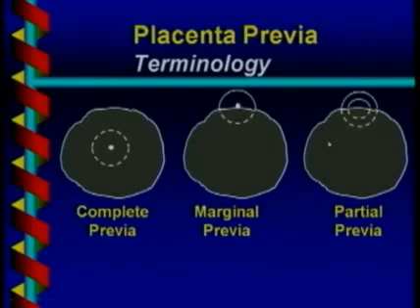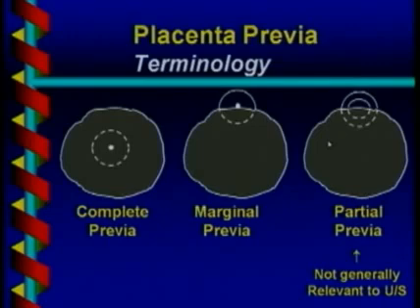This partial previa is something that is not generally relevant to ultrasound. Rarely it is, but when we do ultrasound, in almost all cases, the internal os is closed, and if you have a closed internal os, you can't partially cover a dot, so you can't have a partial previa. So the terms that we use in ultrasound are complete previa and marginal previa.